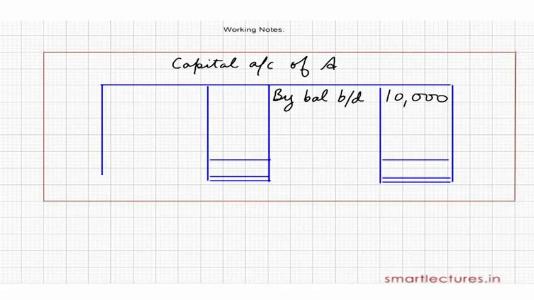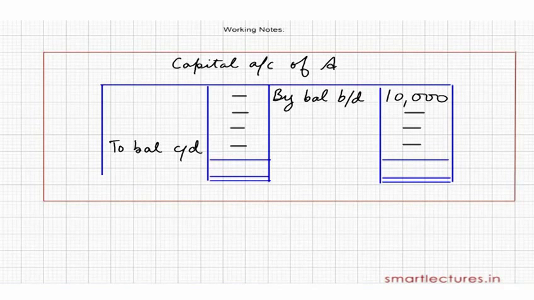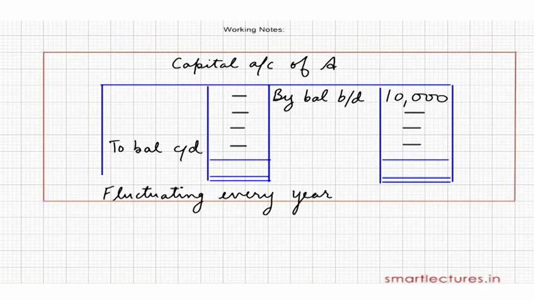Drawings means rupees 10,000. And the capital can be more than 10,000 or less than 10,000 at the end, because there are so many items which are added or deducted from the opening balance. I mean to say, so many items are debited and credited. It means the capitals always keep on fluctuating every year.